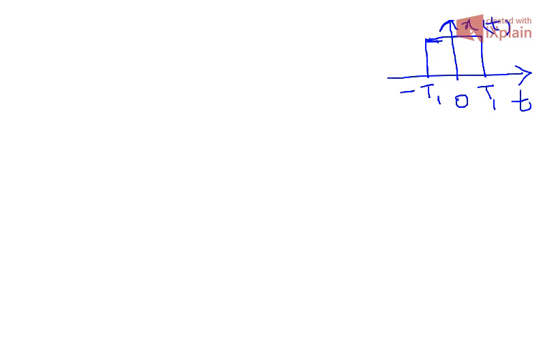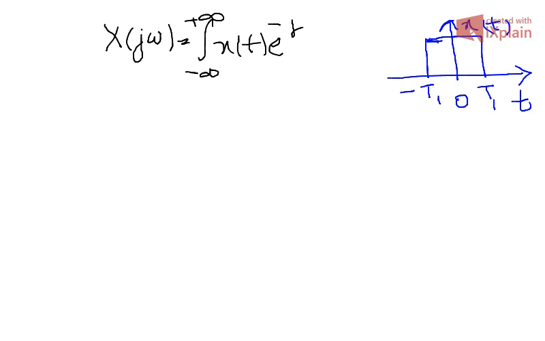Now we know that we can find the transform X of j omega for this signal, which is defined as the integral from minus infinity to plus infinity of x of t e raised to the power minus j omega t dt. So let's try to solve this. Now you know this one is unity, this peak is 1. Let's solve this integration. The limits would be only from minus t1 up to t1, because for the rest of the time the signal is 0.